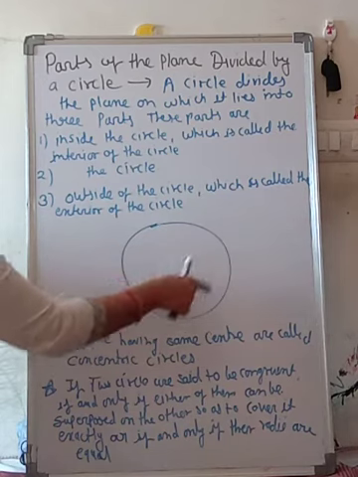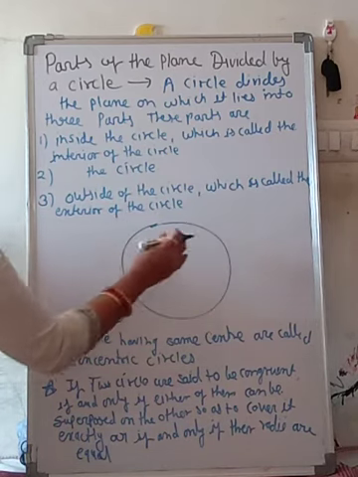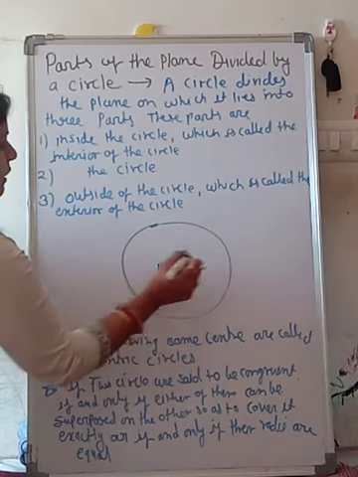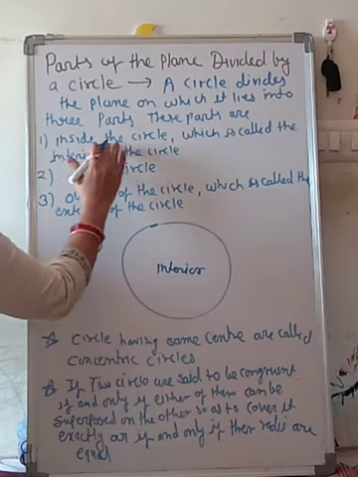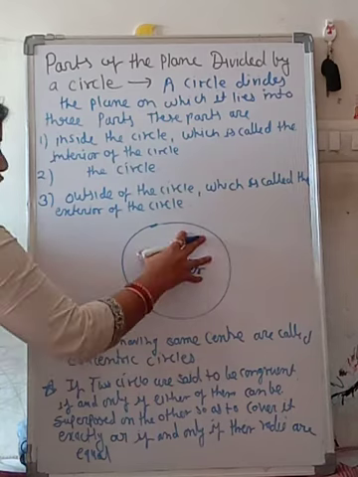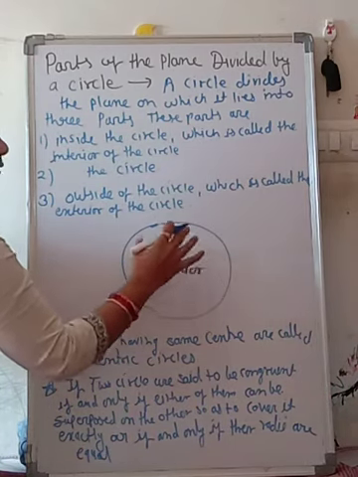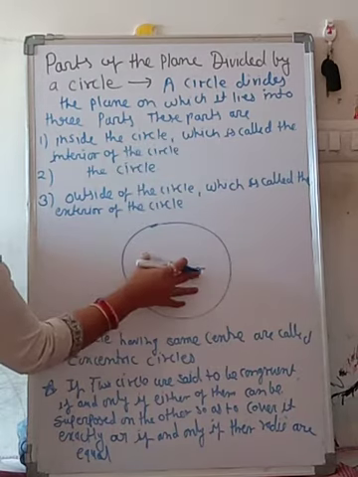Here we draw a circle. In this circle, this part is called the interior of the circle. So write down here interior. This is inside the circle. This region is inside the circle, and it is called the interior of the circle.